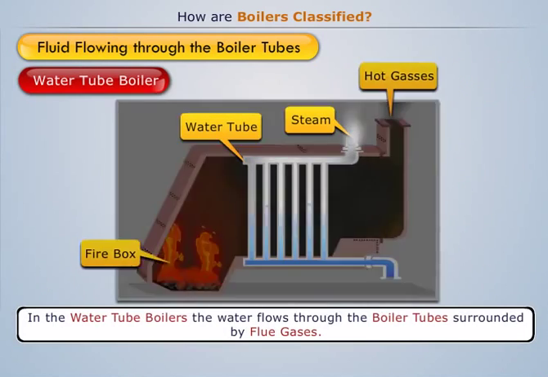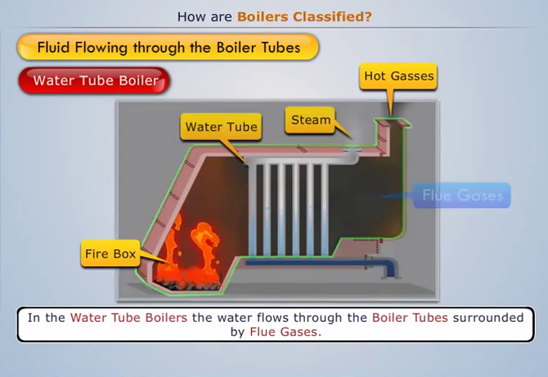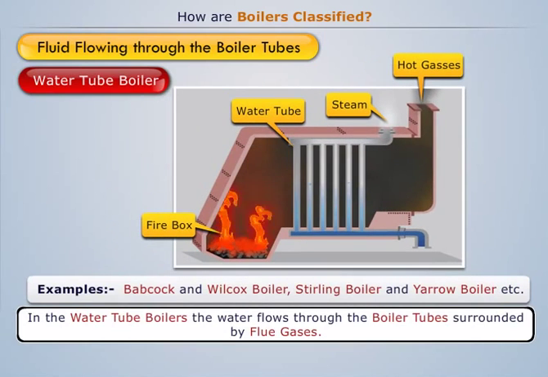In water tube boilers, water flows through the boiler tubes surrounded by flue gases. For example, Babcock and Wilcox boiler, Stirling boiler, and Yarrow boiler, etc.